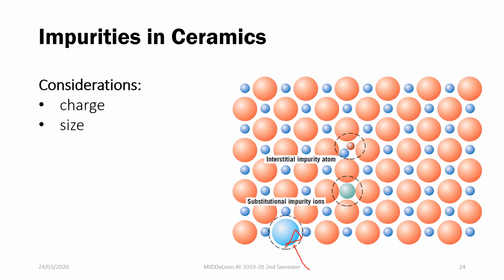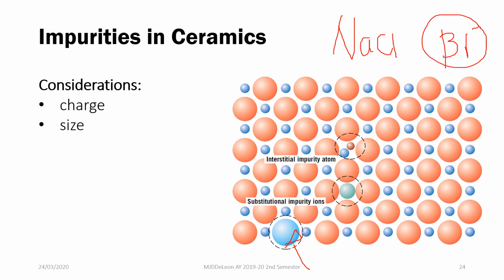So let's say here, meron tayong NaCl na lattice. Let's say this is NaCl. So meron tayong Br- na impurity. This Br- impurity, considering the size and the charge of the Br ion, will tend to go into your Cl lattice site, because Cl and Br have the same charge, negative 1 sila pareho, and Cl and Br have relatively the same size. Kumpara mo yung Na na mas maliit siya than, let's say, Br.